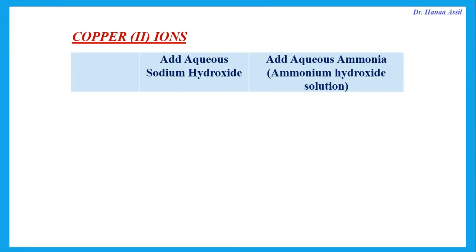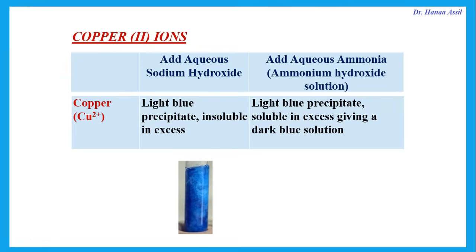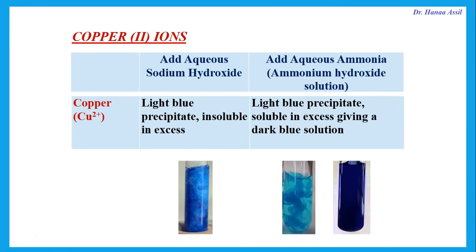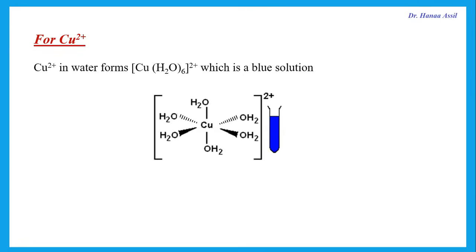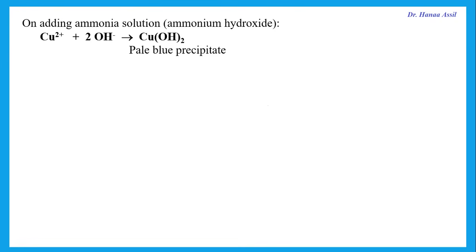So for example, copper 2 ions, you should know that copper 2 ions with sodium hydroxide and with ammonia form a blue precipitate. But with sodium hydroxide, the precipitate is insoluble in excess. With aqueous ammonia, the blue precipitate that is formed dissolves when excess ammonia is added. And this is because, remember that copper in water forms a complex with 6 water ligands. So this is a blue solution of the copper hexaaqua complex.